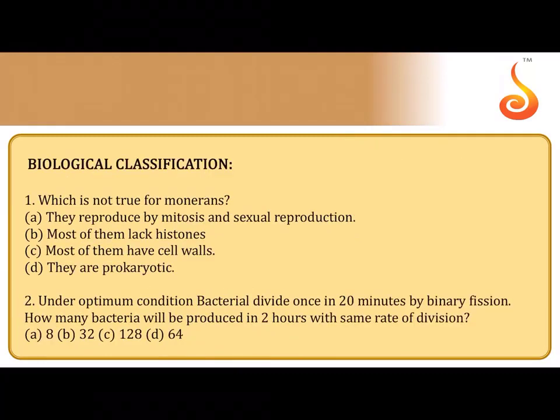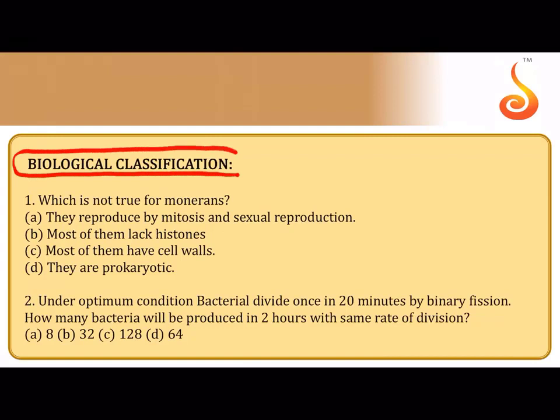Okay, now let us move on to the next chapter, that is biological classification. So let us discuss some of the questions from biological classification now. What is not true for Monerans? Monerans are prokaryotic. The first option says they reproduce by mitosis and sexual reproduction. How can they reproduce by sexual reproduction? Sexual reproduction means gamete formation and fusion. Mitosis means what you see in eukaryotic cells. So this statement, that is option A, is not true for Monerans.